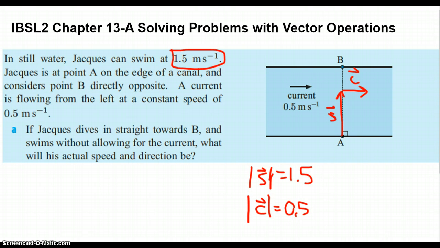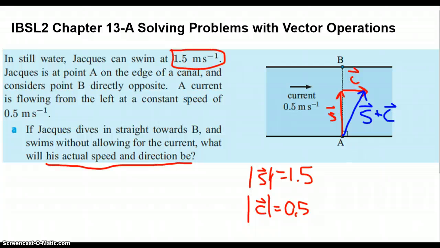So to answer our question, what will his actual speed and direction be, we need to consider the resultant vector. Now the result is going to be what actually happens. Okay, and here we have a simple vector addition. We have his swimming vector plus the current. Alright, so we need to determine how to find his actual speed and what his direction is.